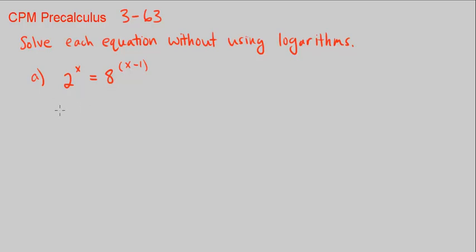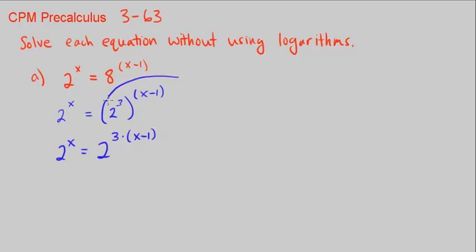So let's rewrite this as 2 to the x. And 8 can be written as 2 times 2 times 2, or let's just say 2 cubed, right? This doesn't change anything so far. I'm keeping the left side, and I'm just changing the right side by rewriting 8. Okay, so that's 2 to the x is equal to 2 to the 3 to the x minus 1, and since we have exponents in multiple layers, we can go ahead and multiply those exponents together, right?